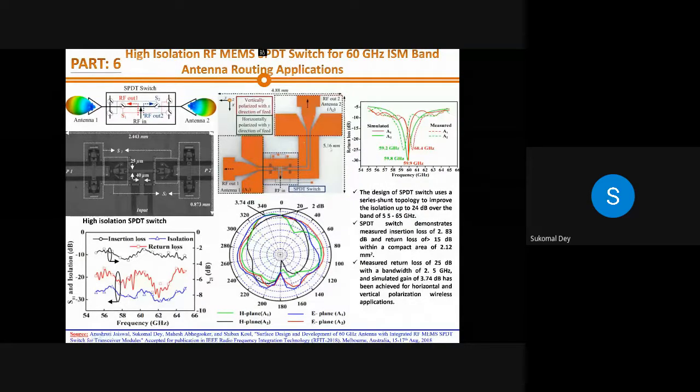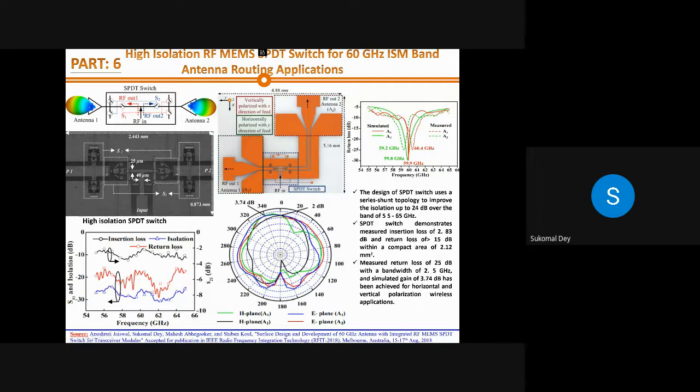In this antenna, the microfabricated image is shown over here. One SPDT switch is connected, and on each arm there are two antennas, one connected horizontally and one vertically. Based on activating a path of the SPDT switch, one arm is activated, so you can get a horizontally polarized signal or a vertically polarized signal. This is a kind of linear polarization, horizontal and vertical, that you can achieve with actuation of the switch. This antenna was operating at 60 gigahertz, and you can see the radiation patterns.